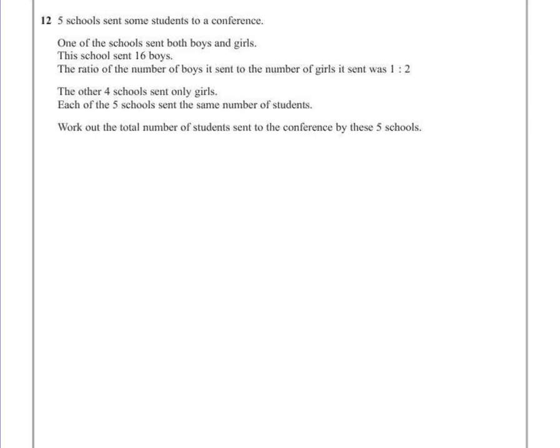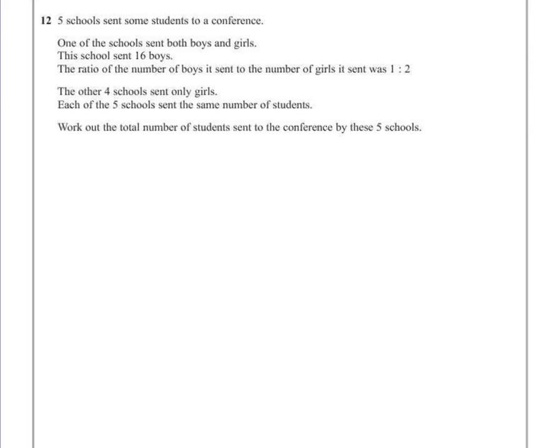Question 12. Five schools send some students to a conference. One of the schools sent both boys and girls. This school sent 16 boys. The number of boys it sent to the number of girls it sent was in the ratio of 1 to 2. The other four schools sent only girls.